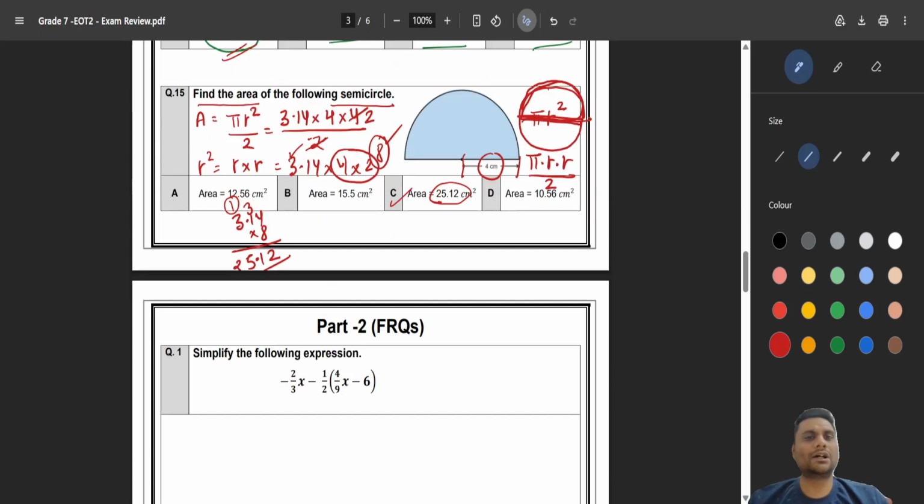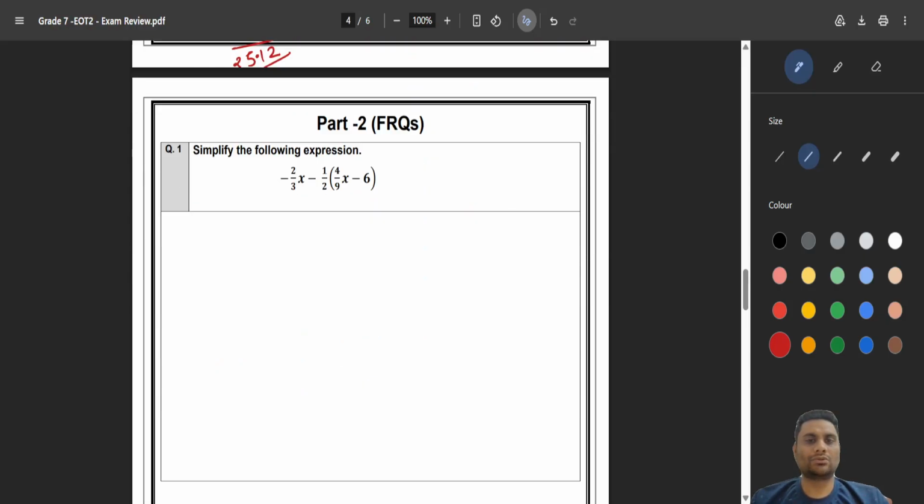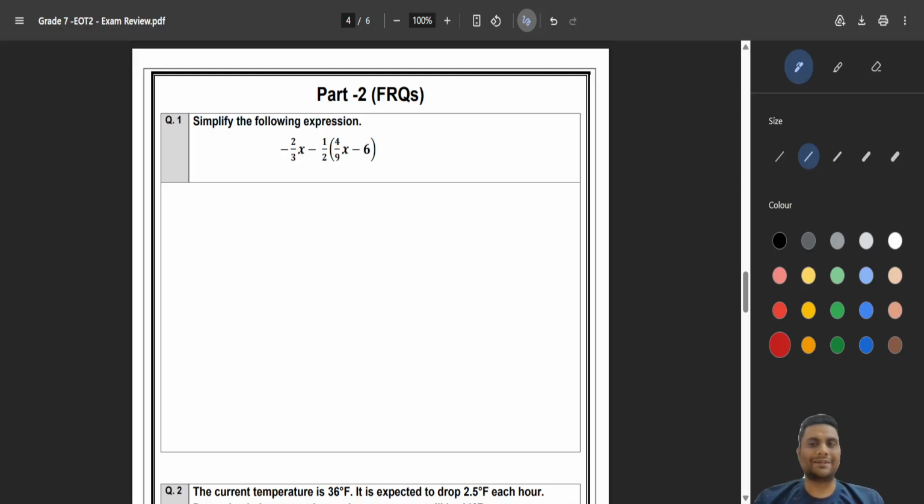So we have completed the MCQ questions. Okay. Now we are coming to the FRQs, the writing type questions, in which you have to show each and every step properly, because marks will be given on the basis of the steps. If your answer is wrong, but you have done 2 to 3 correct steps, you will get marks for it even if your answer is wrong. So that is why you have to solve and show each and every step in the writing type questions.